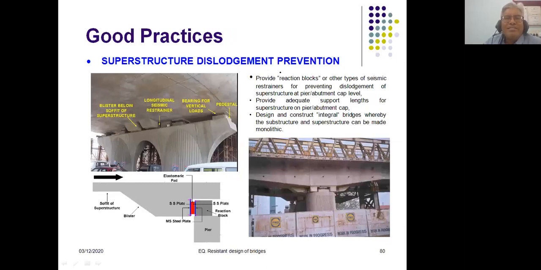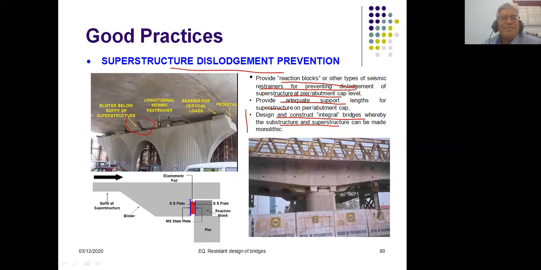Superstructure dislodgement prevention devices need to be provided. Provide reaction blocks or other types of seismic restrainers for preventing the dislodgement of the superstructure at the pier and abutment cap. Provide adequate support length for superstructures, and design and construct integral bridges whereby the superstructure and substructure can be made monolithic. This is one of the very important things. In the last couple of years, people have started to go for integral bridges so that the chance of collapse of the superstructure from the substructure can be minimized, right?